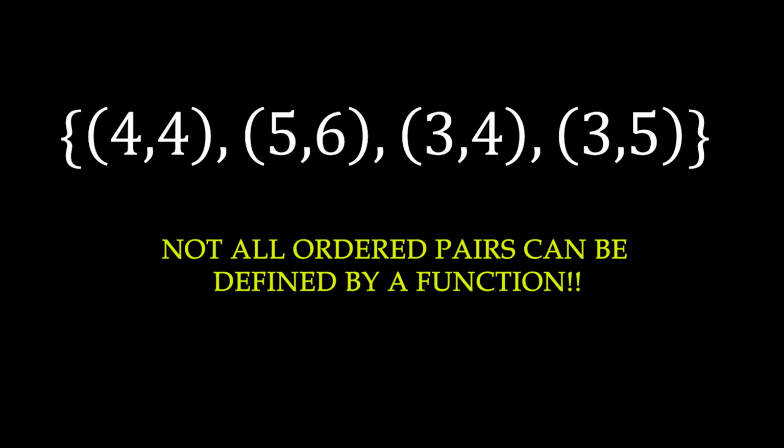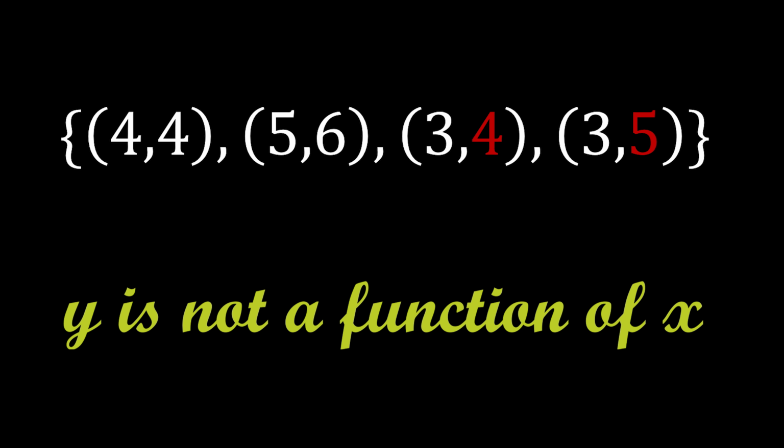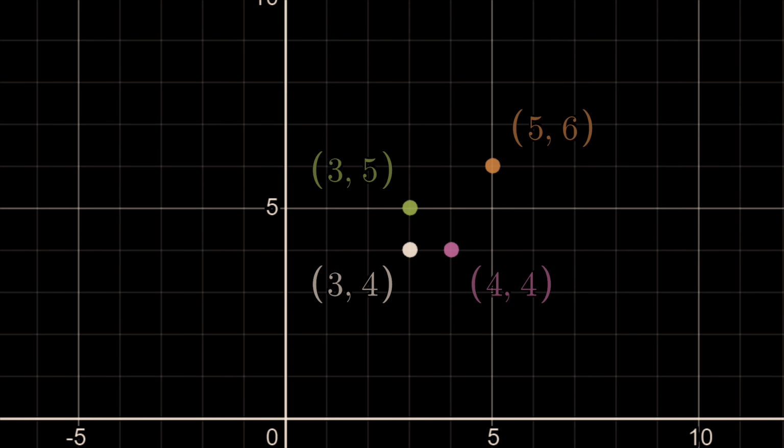Here is a case where we are given a set of ordered pairs, but we cannot define a function for it. Can you see where the problem is? Anytime you have the same x value going to 2 or more different y values, we say y is not a function of x. Visually, it looks something like this.